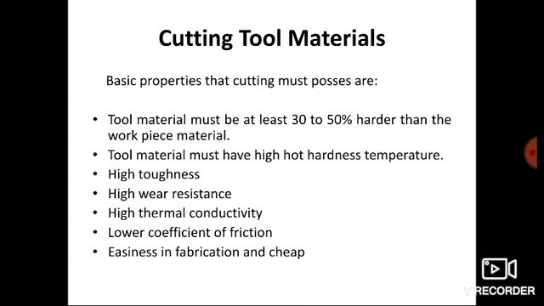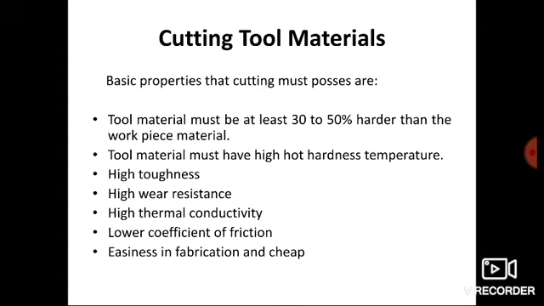The next is that the tool material must have high hot hardness temperature. So see, when there is machining, at that time we are removing the material from the surface of the workpiece. So there is friction between the tool and the workpiece. Due to friction, heat is generated. Okay, so as the heat generates, as the temperature rises, the hardness reduces. So your cutting tool material should not lose its hardness at high temperature. So the tool material must have high hot hardness at a high temperature.